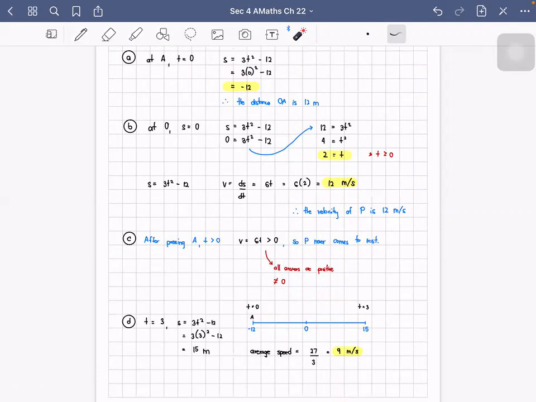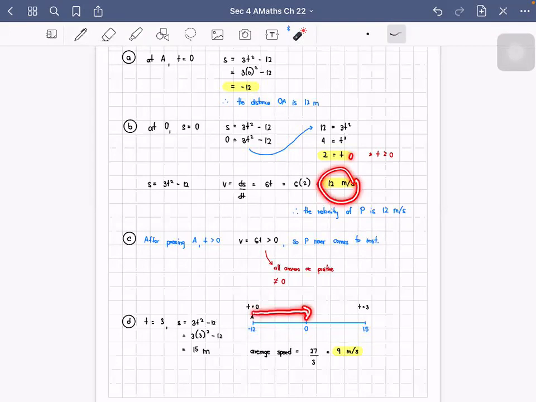Think of your x, positive x and negative x. So if it's negative displacement, that means it's before the origin. That's why it's negative 12 over here. The distance, though, is still 12 meters, because distance is absolute, so it's always positive. But displacement has negative and positive. So time is 0. The displacement is at negative 12. So the particle started from here, passing through the origin that we answered from letter B.